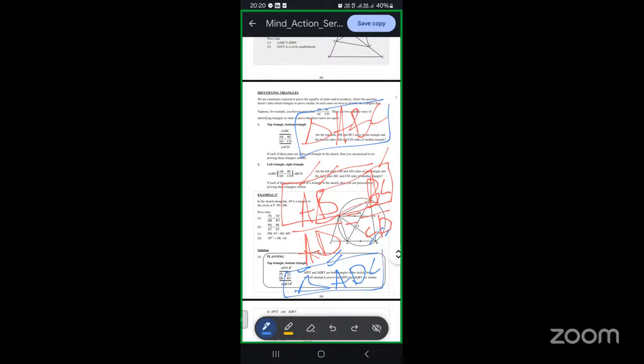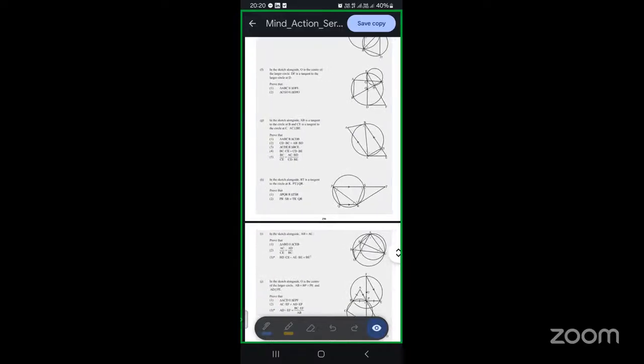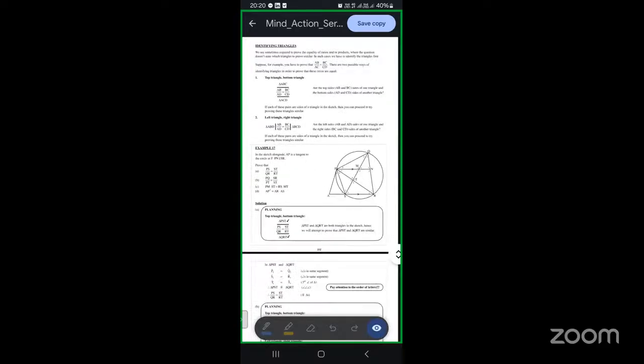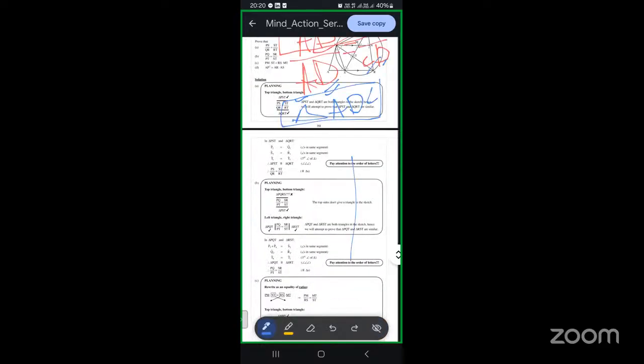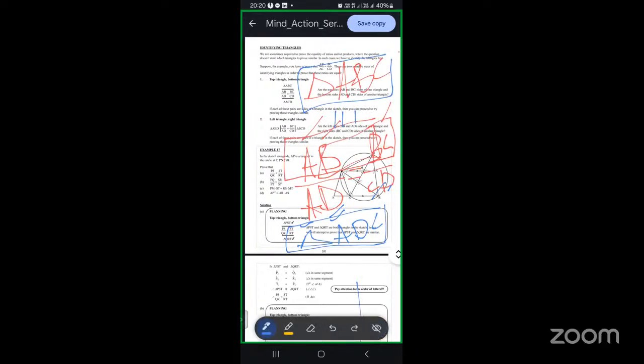Then after you have proved this similarity here, now you can do what we did for these questions to prove that this part here, AB over AD, is equal to BC over CD. Does it now make sense to everyone, guys?